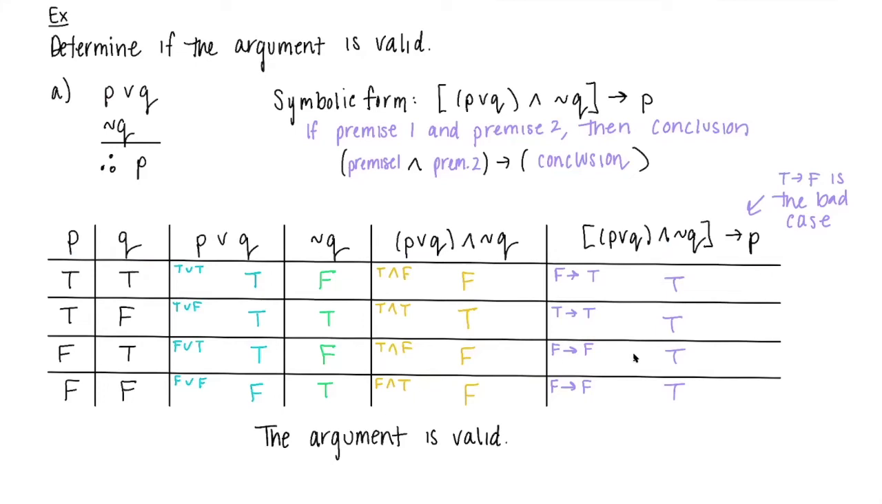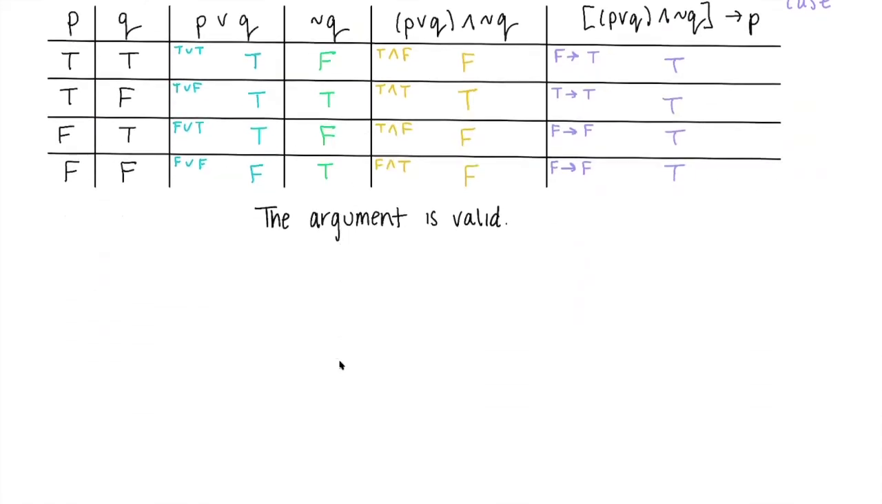All right, let's try some more. Second argument, we're going to change the words up a little bit. We're going to do: if A, then B. Not A, that's not an A. Therefore, the conclusion that has to happen is not B.